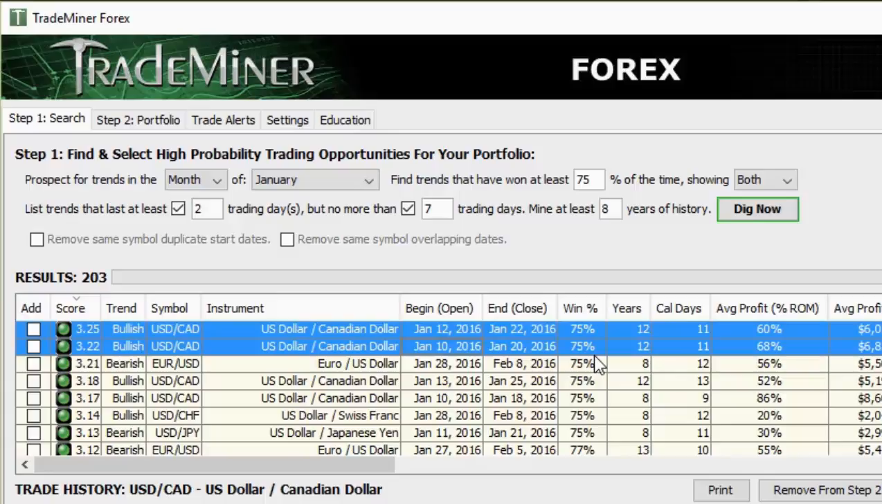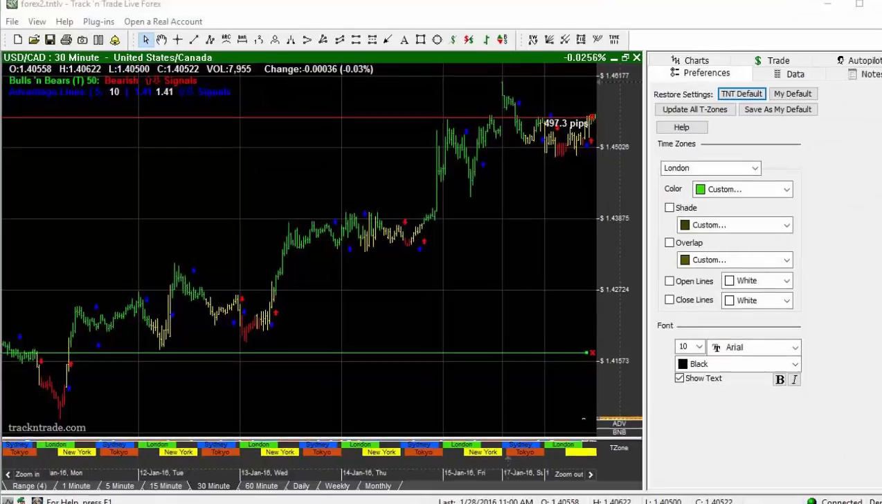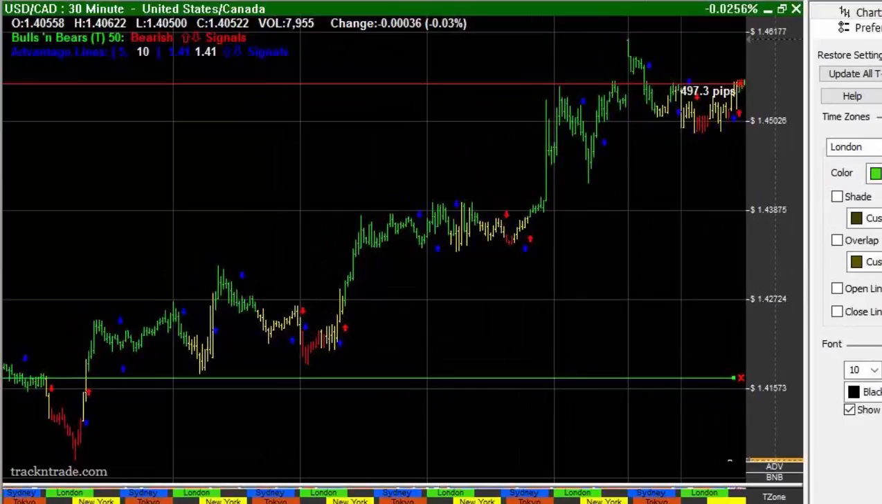Actually, this trade has already passed us by, so let's jump over to Track and Trade just for fun and quickly see how this market did this year. Here's the Canadian dollar during our TradeMiner time frame, and as you can see, it did it again this year. So it was in an overall strong bullish trend, just as TradeMiner said it would be.